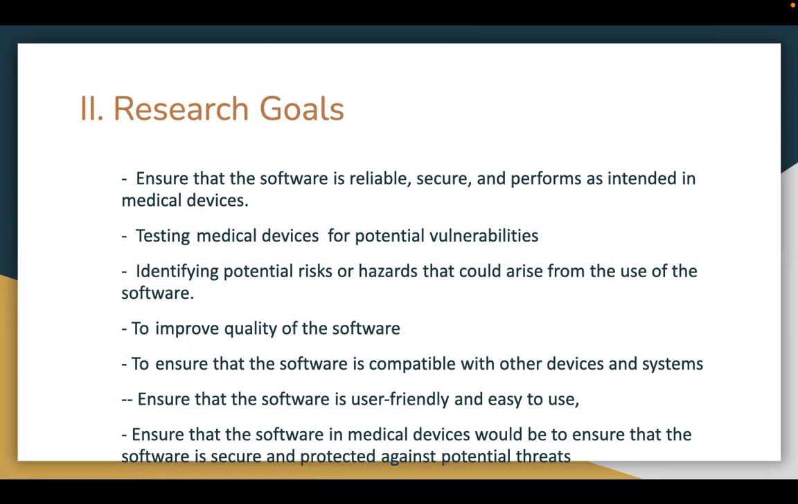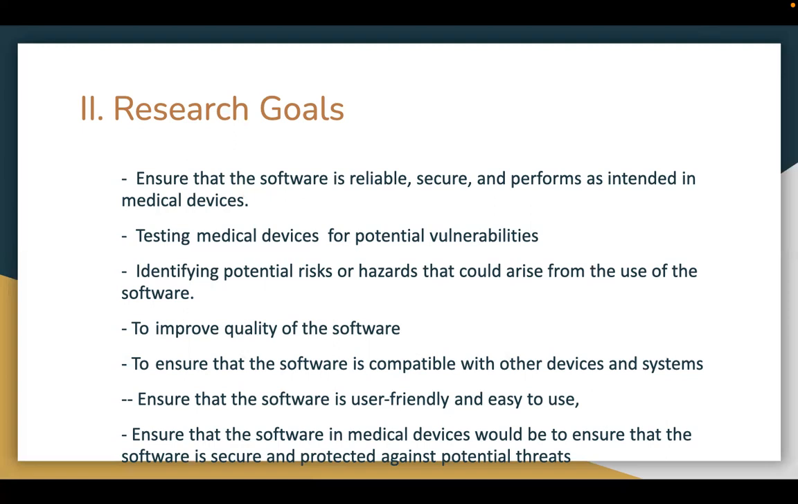Another goal is to ensure that the software is compatible with other devices and systems. This could involve testing the software under different conditions to see how it interacts with other devices, as well as identifying any potential issues that could arise from a compatibility problem. The aim is to make sure that the software can be used effectively with other devices and systems, and that it doesn't cause any problems or disruptions.